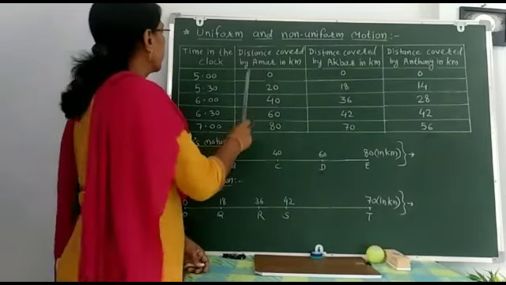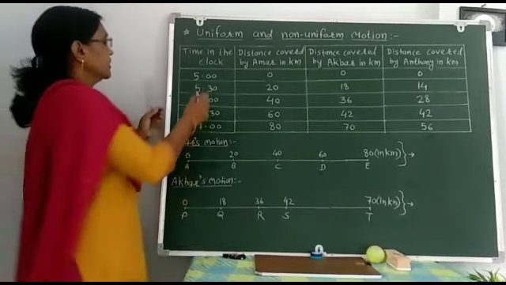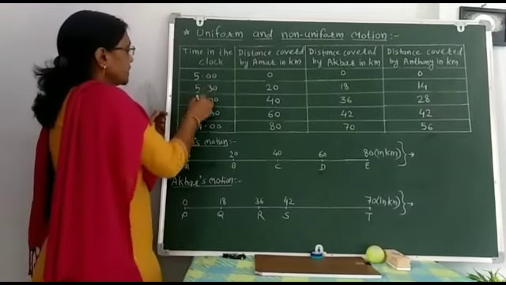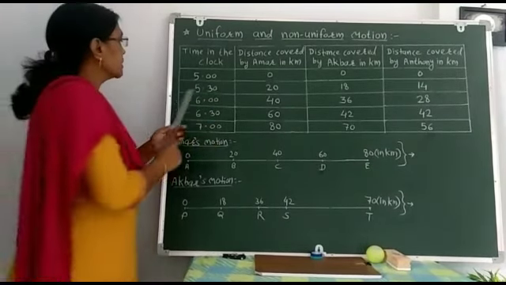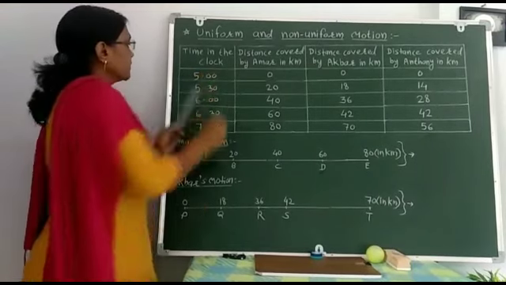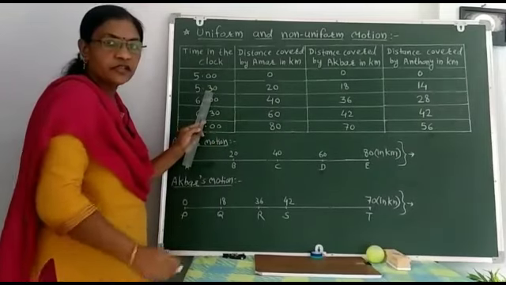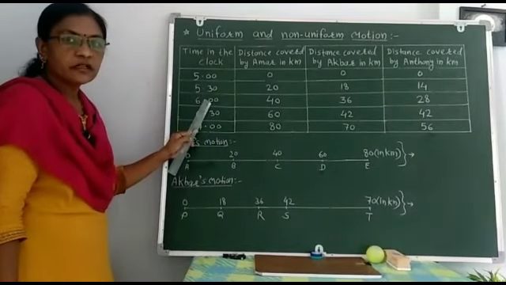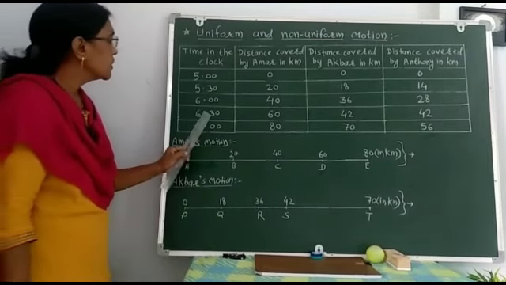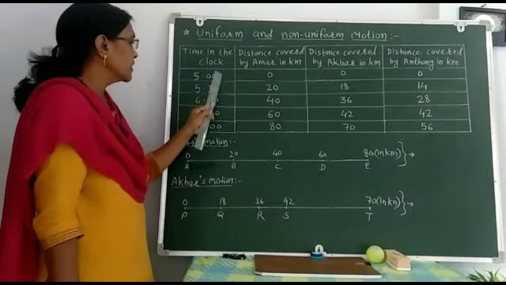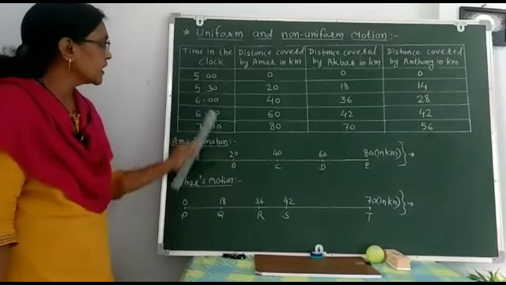So observe the table. In the first column, time in a clock: 5, 5:30, 6, 6:30, 7 o'clock. So what is the time interval between these? 5 to 5:30 means 30 minutes. 5:30 to 6, that is 30 minutes. 6 to 6:30, you know that here the time interval is fixed and is 30 minutes.